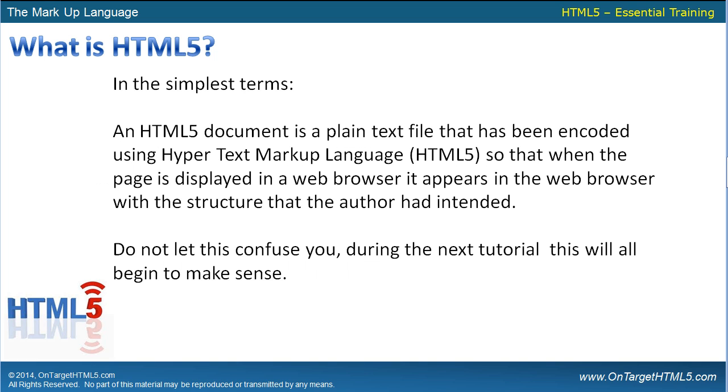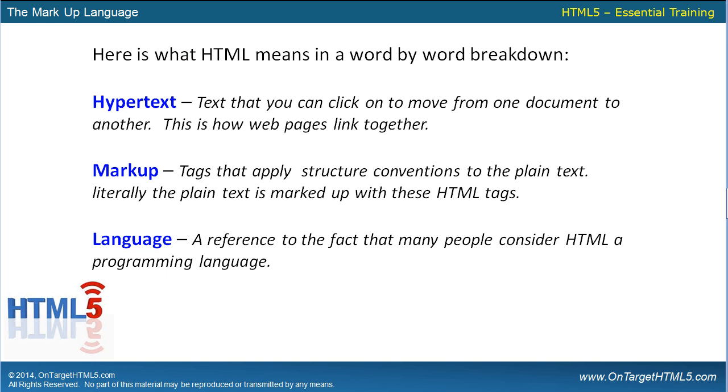So what exactly is HTML5? In the simplest terms, an HTML5 document is a plain text file that's been encoded using HyperText Markup Language so that when the page is displayed in a web browser, it appears with the structure that the author had intended. Don't let the definition confuse you. During the next tutorial, we're going to talk about the tags themselves, and this will begin to make a lot more sense. Here's what HTML means in a word-by-word breakdown.